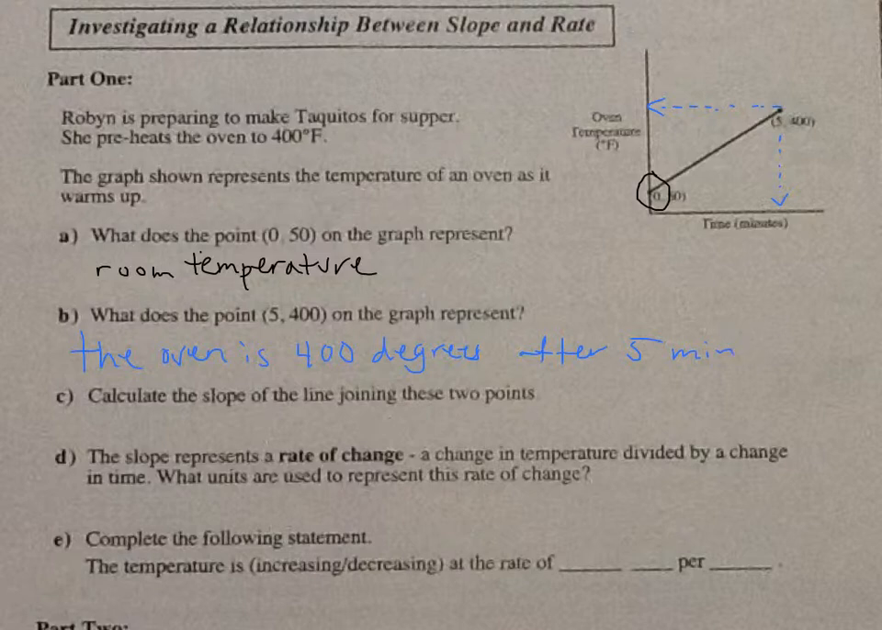Let's try a different color font here. Calculate the slope of the line joining these points. So slope is rise over run. So let's check out the rise here. So it rose how much? Well, it was at 50 degrees and it went to 400. So the rise, it rose 350 degrees.